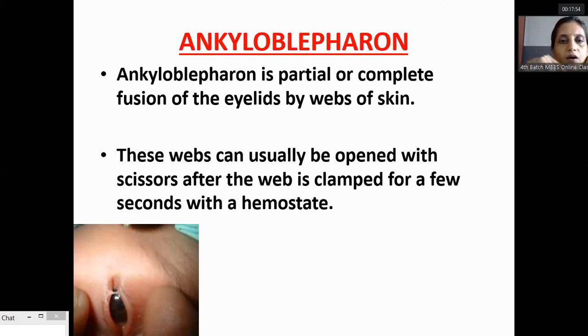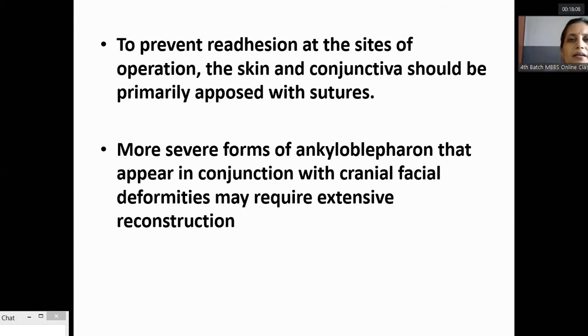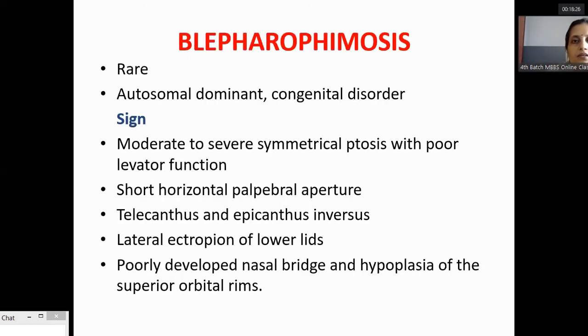opened with a scissor, where the web is clamped for a few seconds to maintain hemostasis. Then we will clamp the web and cut with the help of the scissor. To prevent re-adhesions at the site of the operation, the skin and conjunctiva should be partially apposed with a suture. A more severe form of ankyloblepharon that appears in conjunction with craniofacial deformities may require extensive reconstructive surgery. Another congenital condition is blepharophimosis.